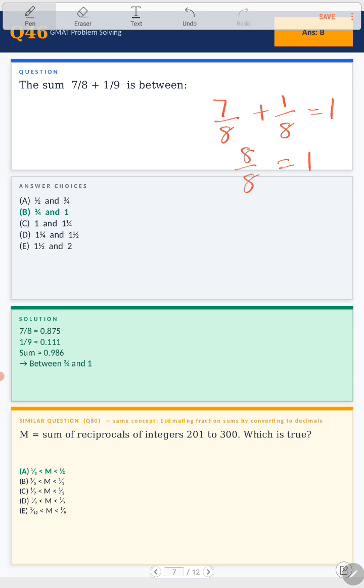Option B is not correct because 7 over 8 is more than half. Option 7 over 8 is more than 3 over 4. Option C is not correct because 7 over 8 plus 1 over 8 is not up to 1. So all these ones are wrong. And the first one, A, is wrong simply because 7 over 8 is already more than 3 over 4.